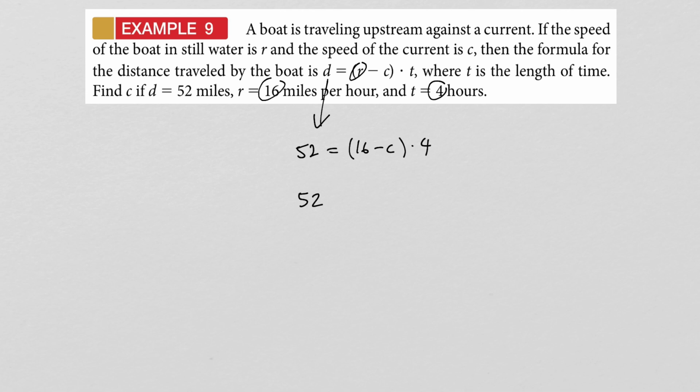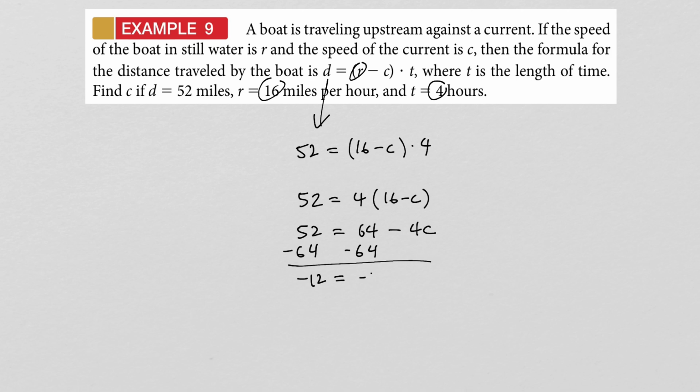So we have 52 is equal to 4 times 16 minus c. Now to solve this, there's a couple of different ways you could do it actually. You could multiply it out, so you could have 52 is equal to 4 times 16 is 64, minus 4 times c is negative 4c. And then simply subtract 64 from both sides, which gives us negative 12 equals negative 4c. And then dividing both sides by negative 4 gives us c equals 3. Okay, so that's one way to do it.